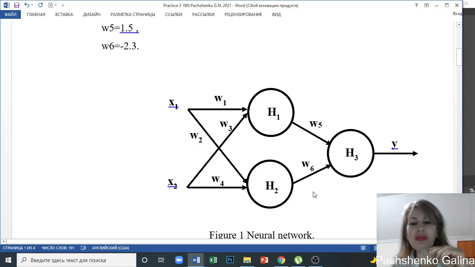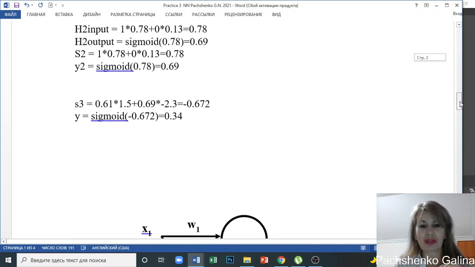So now we do the same. We find the sum function for neuron 3 and then we apply our sigmoid function to this value, like here. We find the sum function for neuron 3, and then we calculate the output of neuron 3, and it will be the output of our neural network.